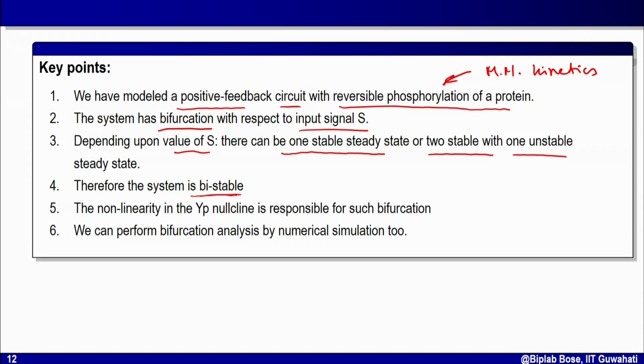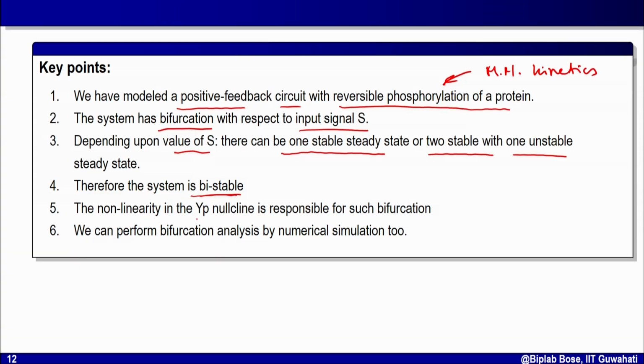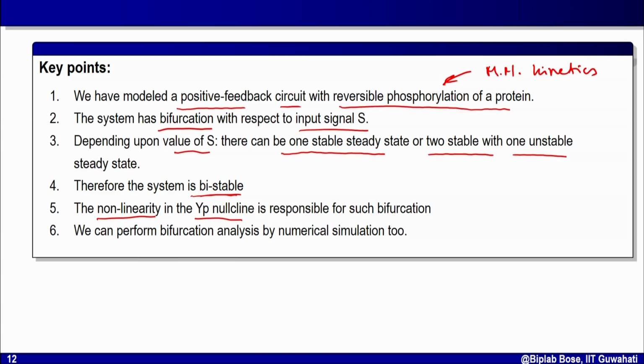And remember, this type of situation where the number of steady states is changing with S, the input signal, is happening because your YP nullcline is non-linear, is sigmoidal. If it had been linear, then we would always have only one point of intersection between the X and YP nullclines. That means we would always have only one steady state. But here the YP nullcline is nonlinear sigmoidal and X is a linear one. So I have multiple types of possible intersection depending upon the value of S. So this nonlinearity is crucial to give rise to this bistability.